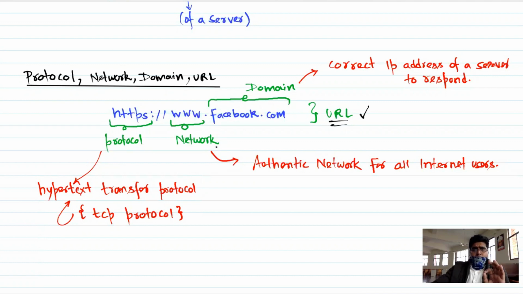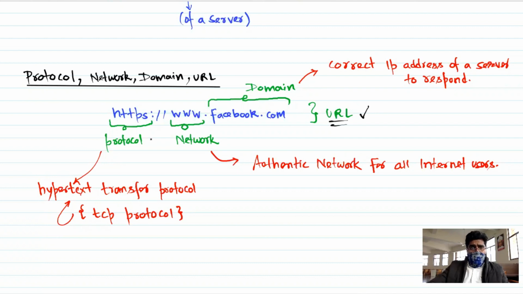Network: there has to be an authentic network in which all the computers, all the servers, all the machines are connected. And in all those machines, this particular machine will be unique, this facebook.com, because after www, this is similar to the IP address of a server. So the domain is used to figure out the correct IP address of a server to respond. I hope these terms are clear. We will discuss all these things in detail. First we will discuss protocol, then network, and then the domain name.